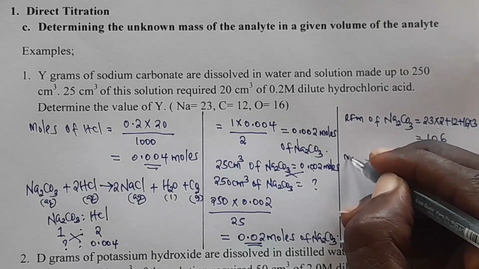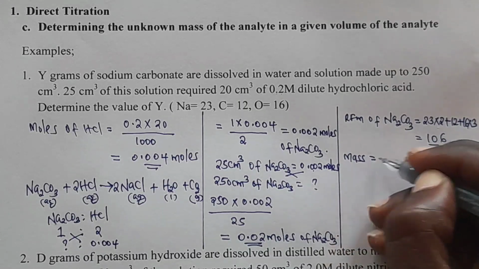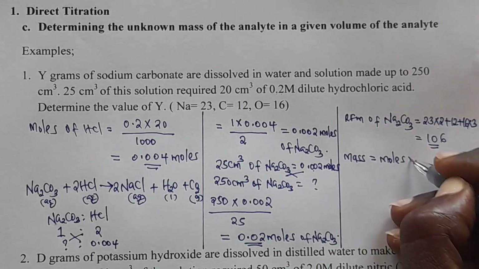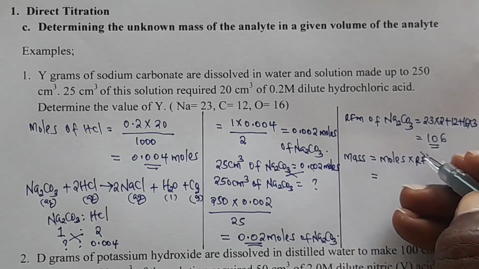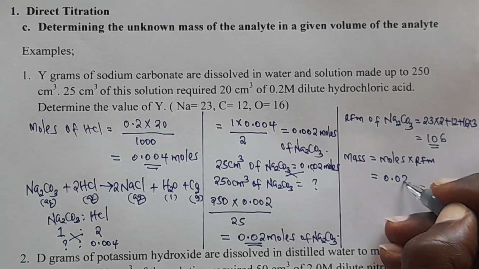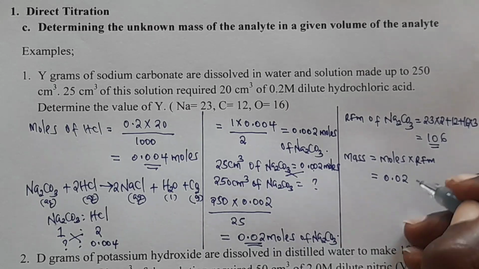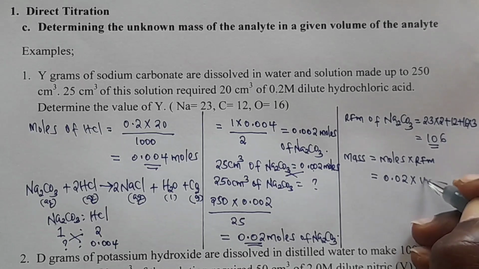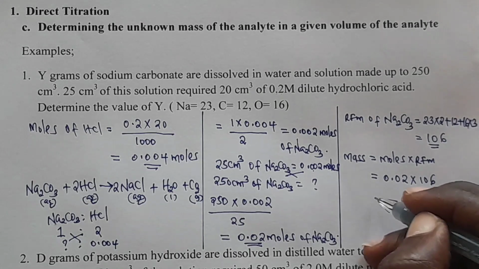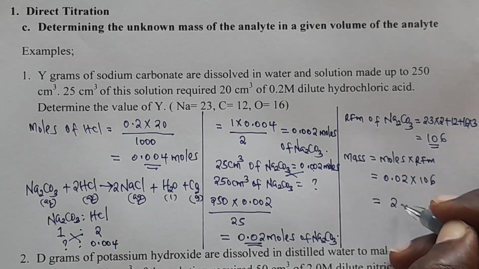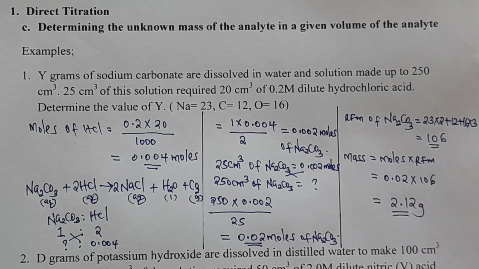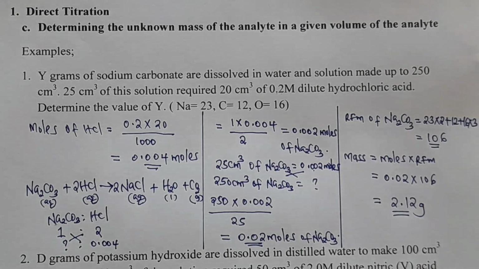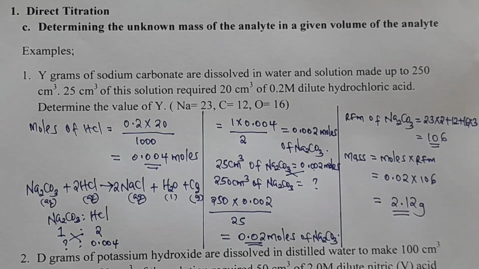So there we can write the formula for calculating mass is given by moles times RFM. Our moles is 0.02, which we have gotten here, multiplied by the RFM, which is 106. So here we are going to get 2.12 grams of sodium carbonate. That's the mass of sodium carbonate. Okay, we're done with question number 1. We have to go to question number 2.